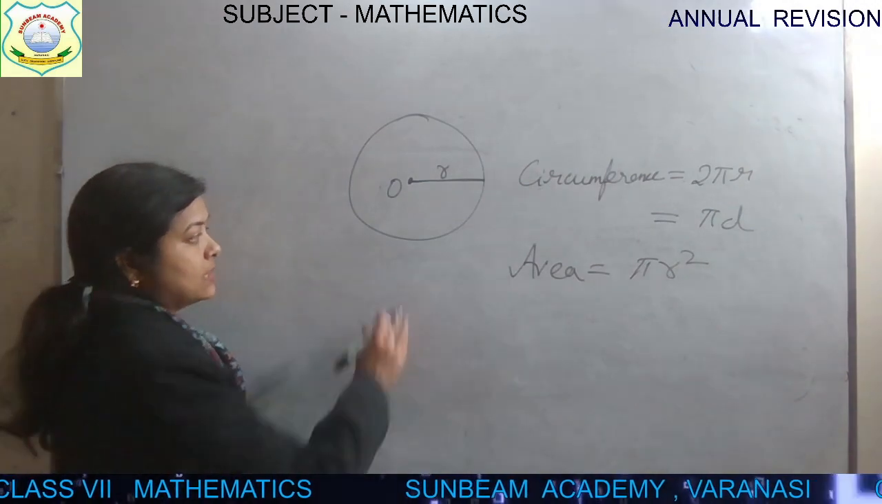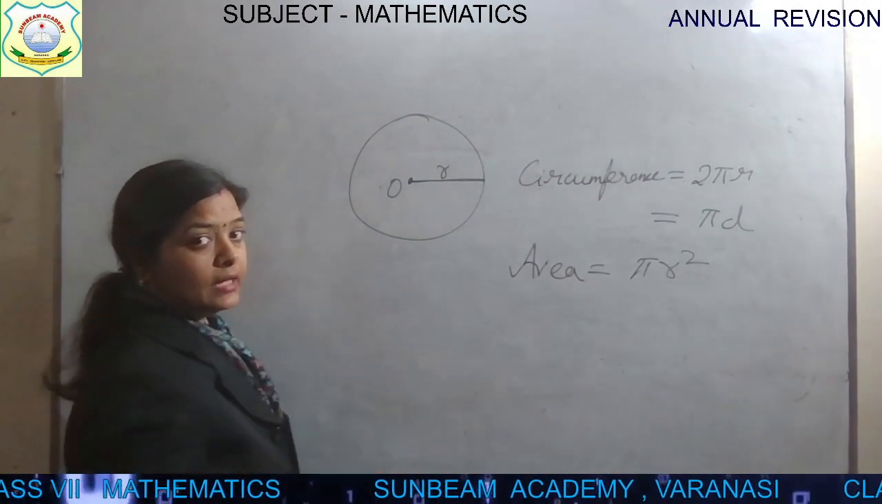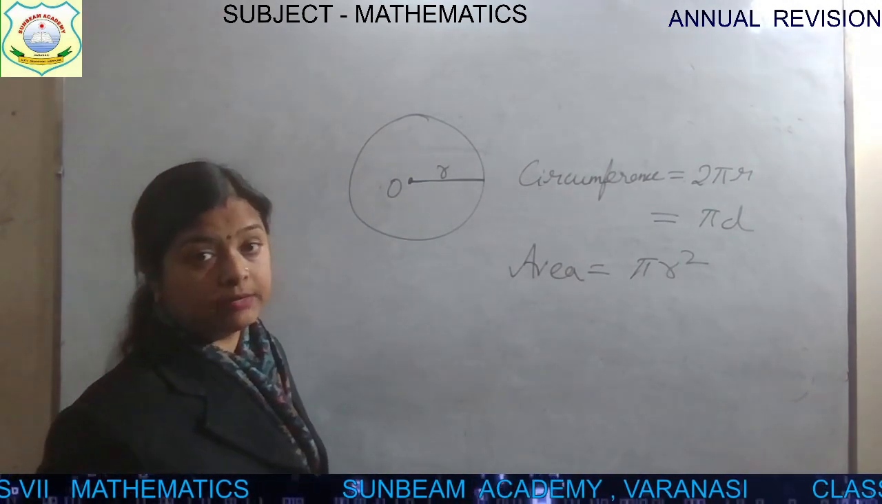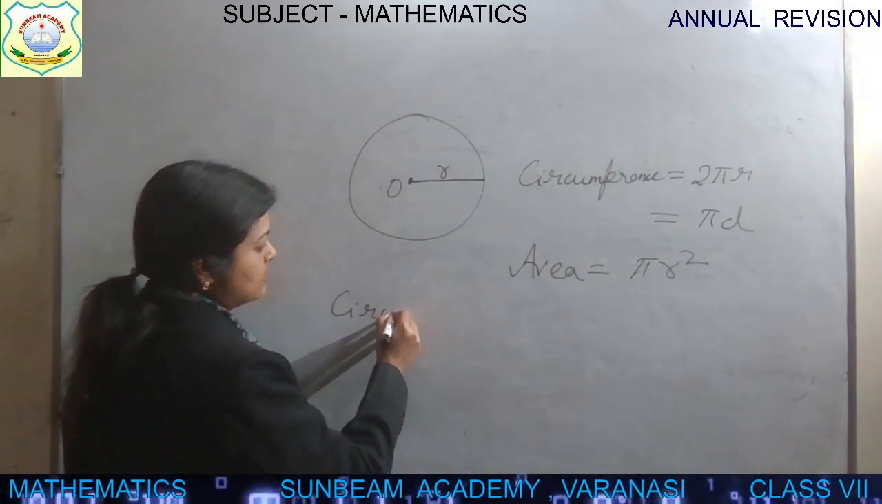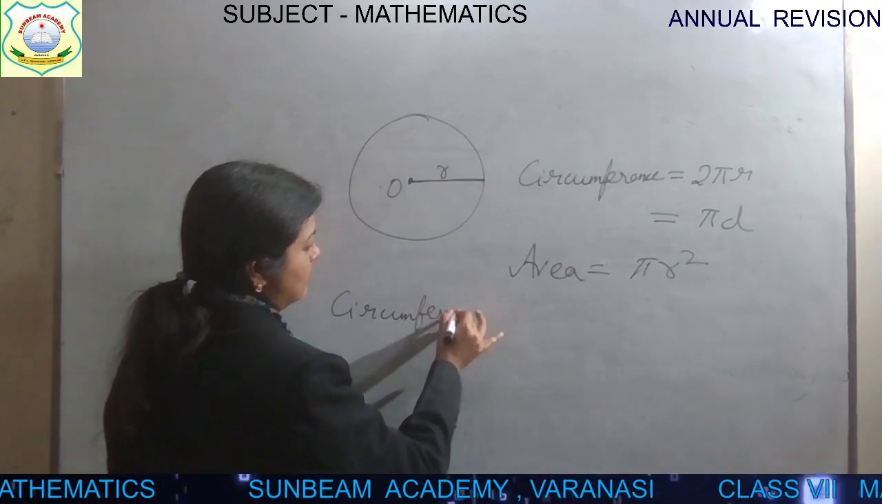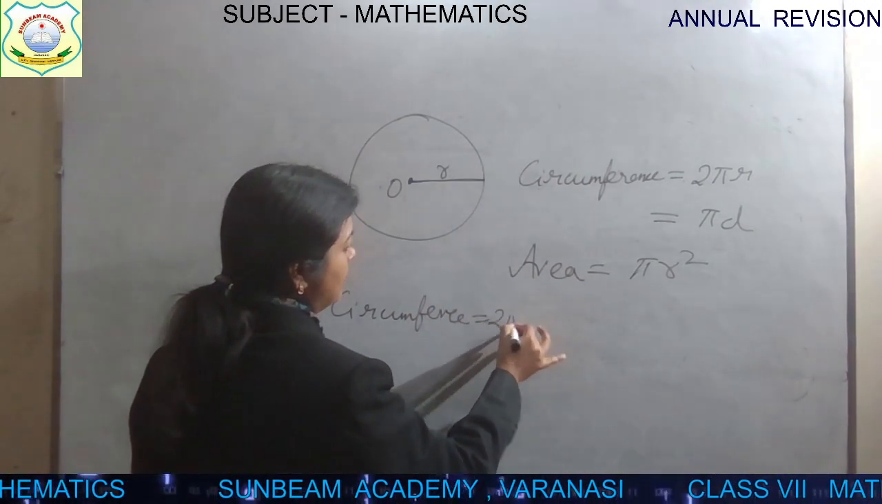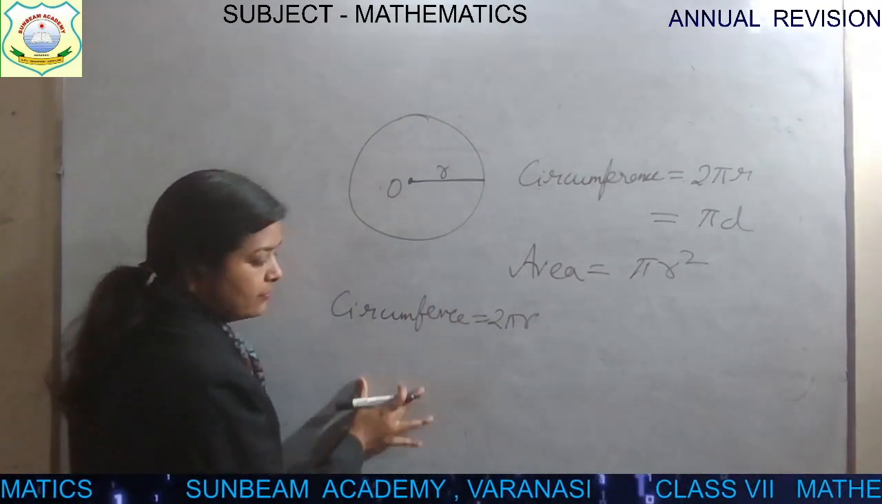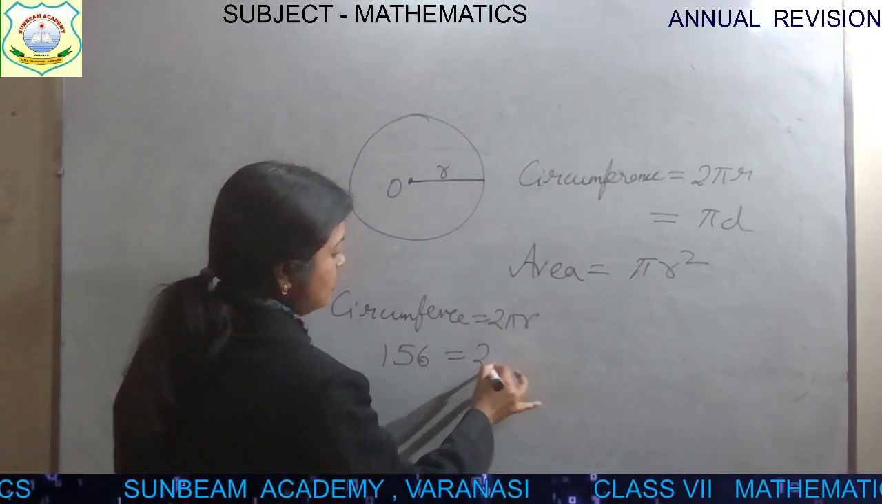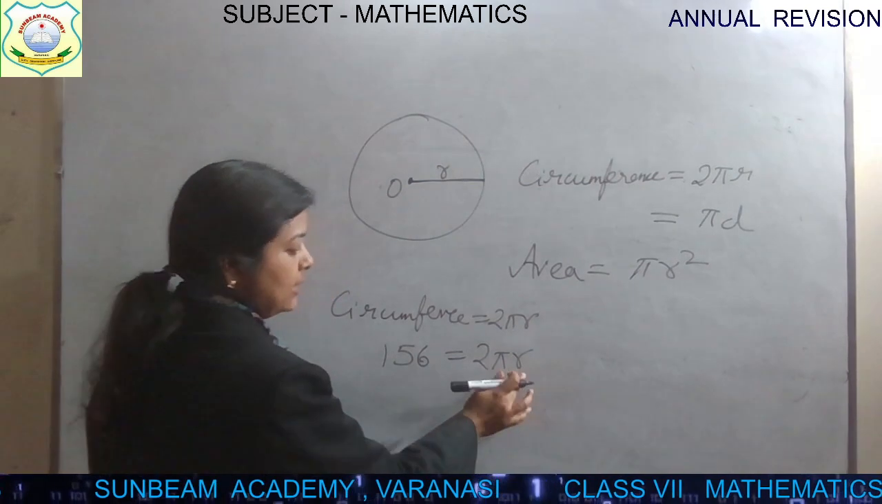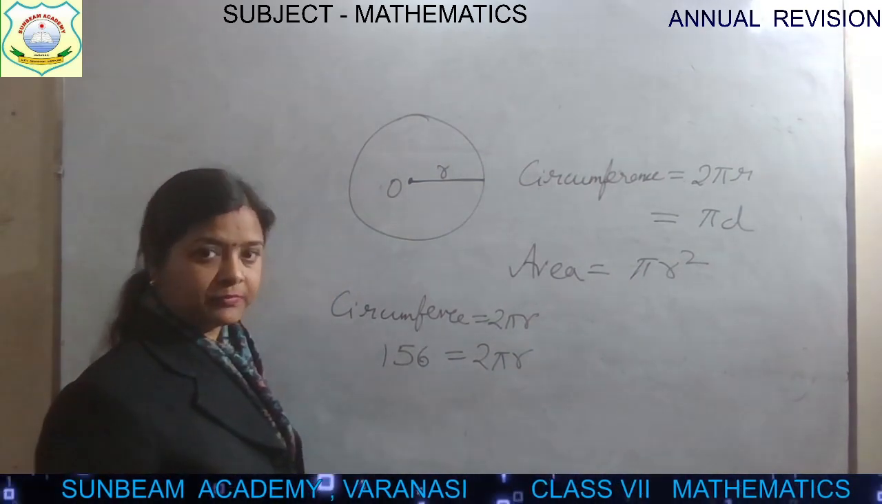So sometimes the circumference will be given to you, and the question will ask that what is the area of this circle. So if the circumference is given, like for example, circumference is given and it is 2 pi r. So put the value of circumference which is given to you. For example, it is 156. Then it is equal to 2 pi r. So can you find the radius? Yes, we can find the radius.